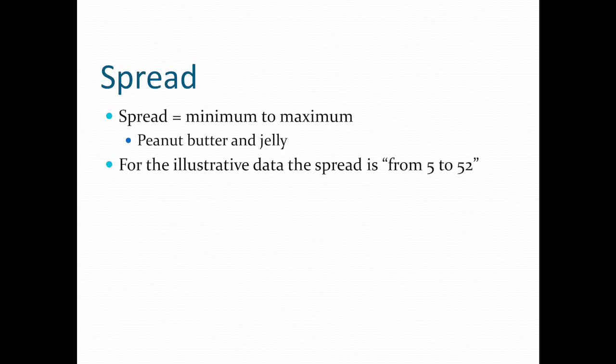But when you're spreading peanut butter or jelly, regardless, you're going to want to spread the whole slice of bread. Right? You want it from top to bottom. You don't want it just in the middle or on the sides or anything. You want it spread from top to bottom. You want it from the minimum to the maximum. You want to spread the peanut butter or jelly throughout the whole slice. So for illustrative purposes, back to our example, we have a spread from 5 to 52. If someone's asking what is the spread of this distribution, you go from the minimum value to the maximum value, so 5 to 52.